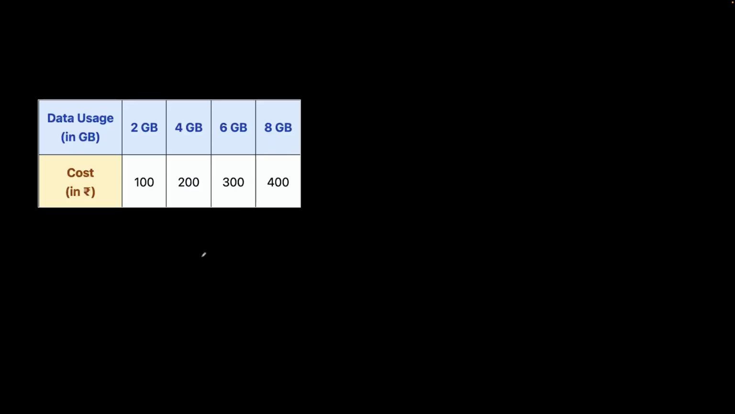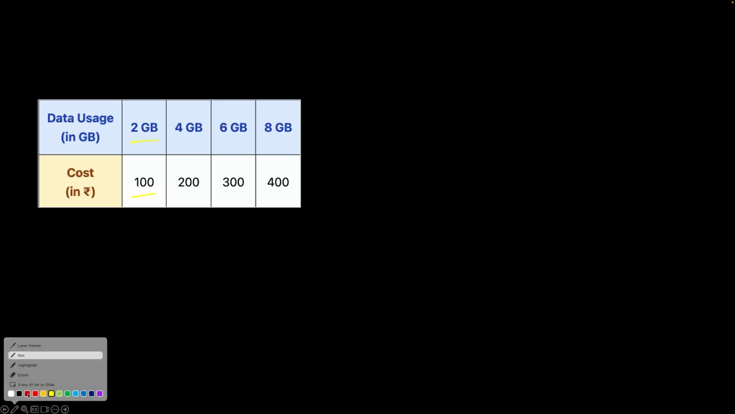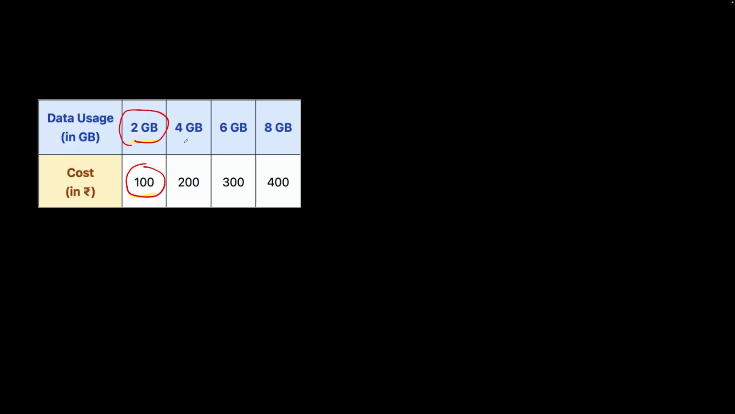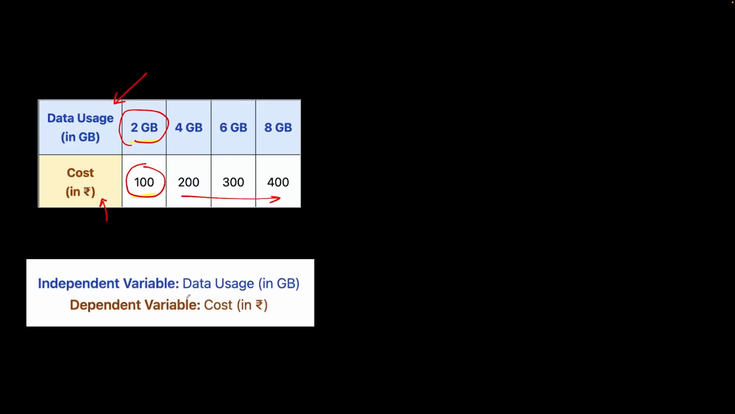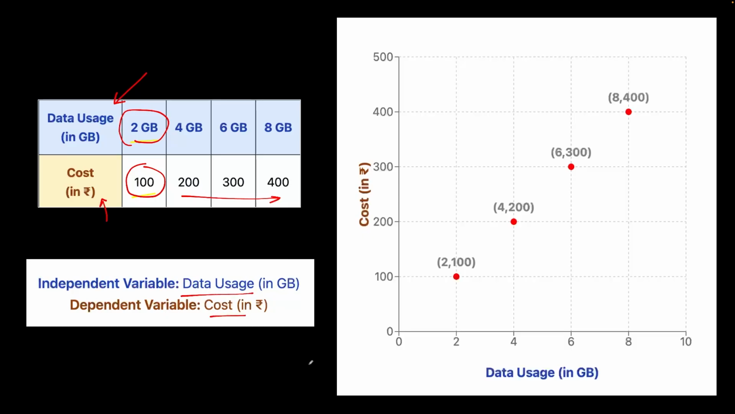So let's see an example of data usage versus cost. If you use more data, it will cost you more money. That makes sense, right? Higher the data consumption, more money you have to pay. This is the independent variable and this is the dependent variable. Independent variable is the data usage, dependent is the cost. Let's see how a graph would look like.